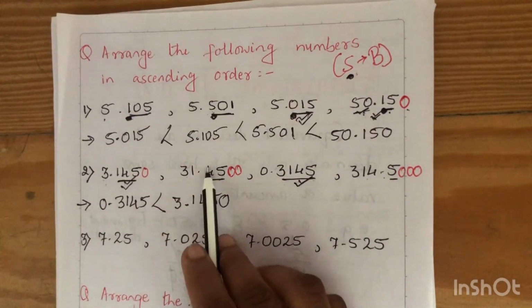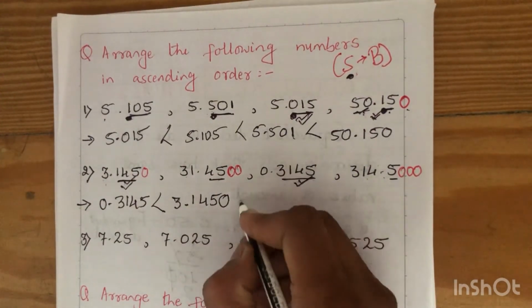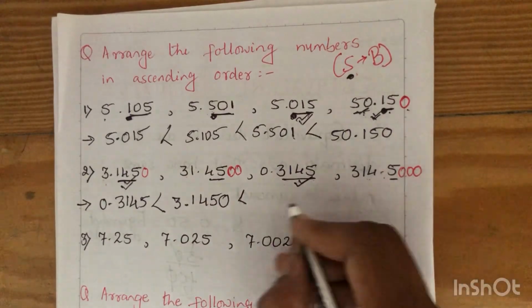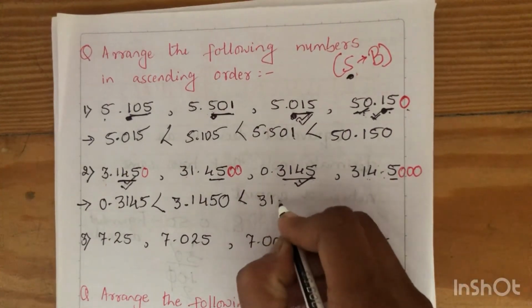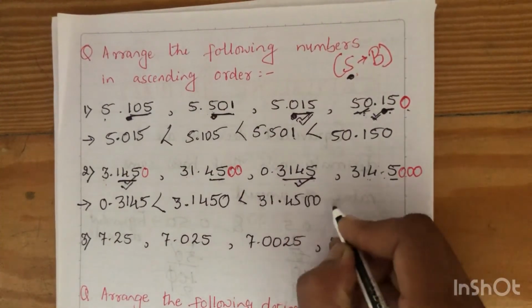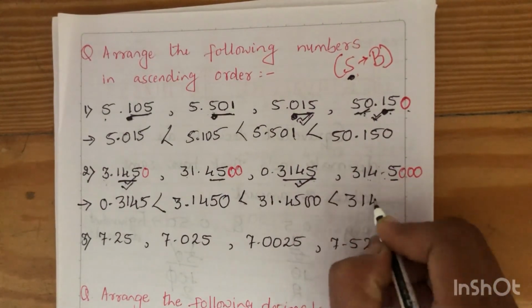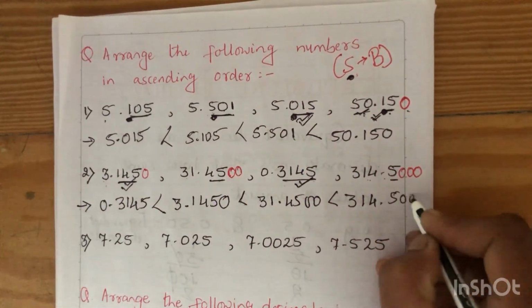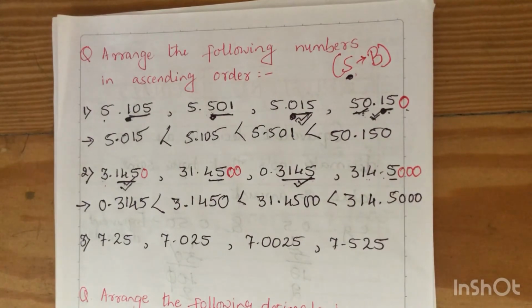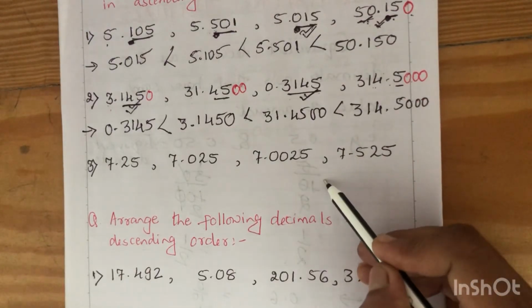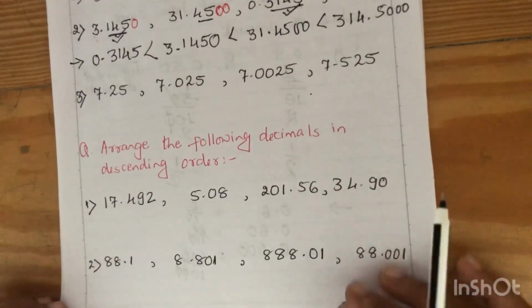Now we have these two numbers, that is 31 and this is 314. So 31.4500, which is less than 314.500. Right? Come to the next question now. Can you do third question on your own? Please try it out.